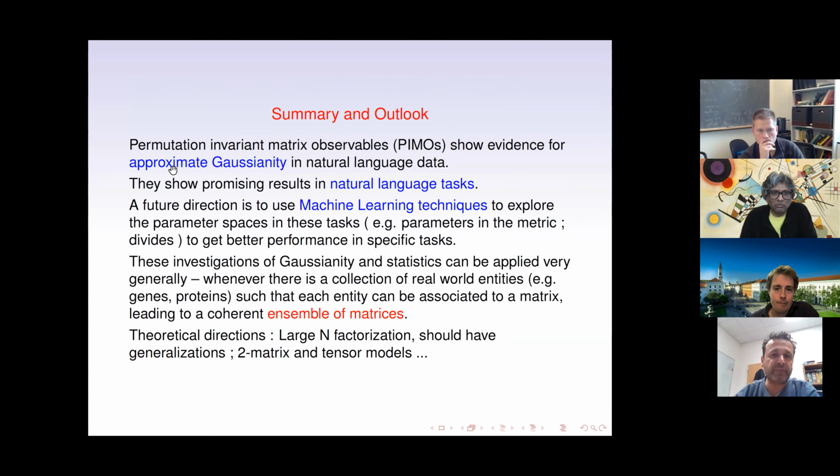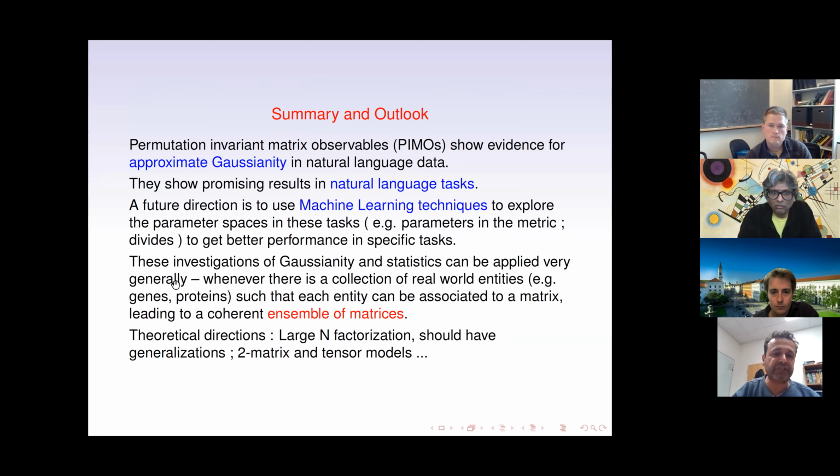So these permutation invariant matrix observables, which have lots of nice graph theory mathematics around them, show evidence of approximate Gaussianity in natural language data. They show promising results in natural language tasks. And a future direction is to use, for example, machine learning techniques to explore the parameter spaces, the choice of observables, and so on.